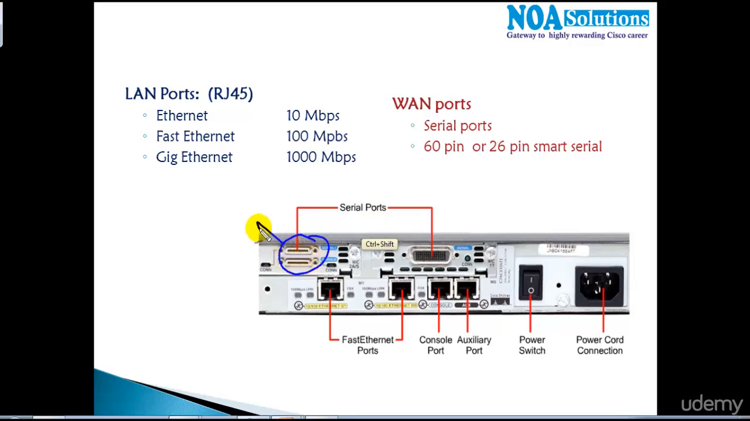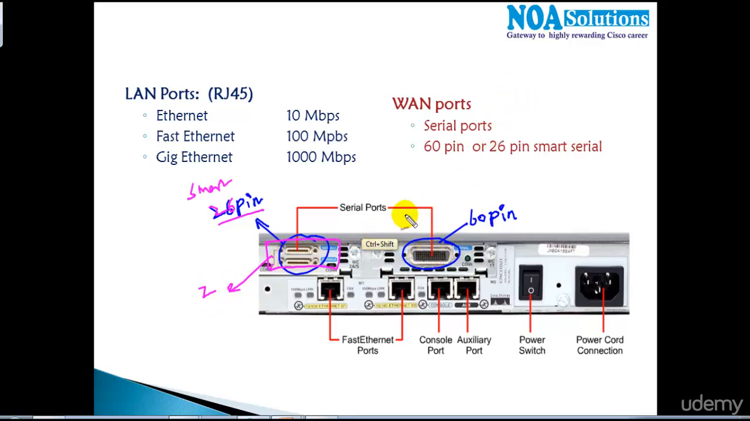One is the 26 pin serial port, which is very small in general, and then you have the 60 pin serial ports. The 60 pin are a little bit older ports, which you'll rarely find in today's networks. You'll find mostly the 26 pin port, which is also called a smart serial port. The good thing about this serial port is that on the same slot you can have two ports instead of one.